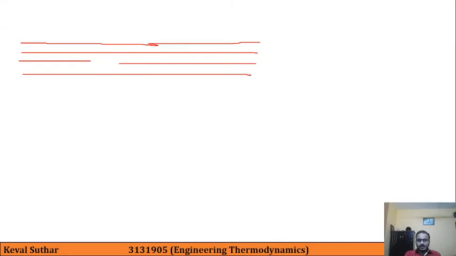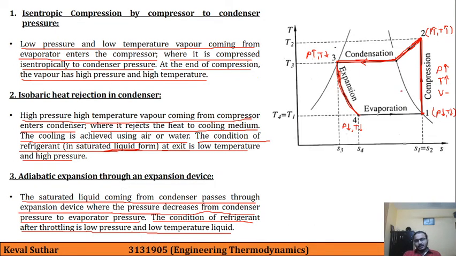So here, if we see the TS diagram, then this is only a phase change process which is happening from process 4 to 1, and it is consuming heat from the medium which is to be cooled. That is, in our example, it was cooling water.